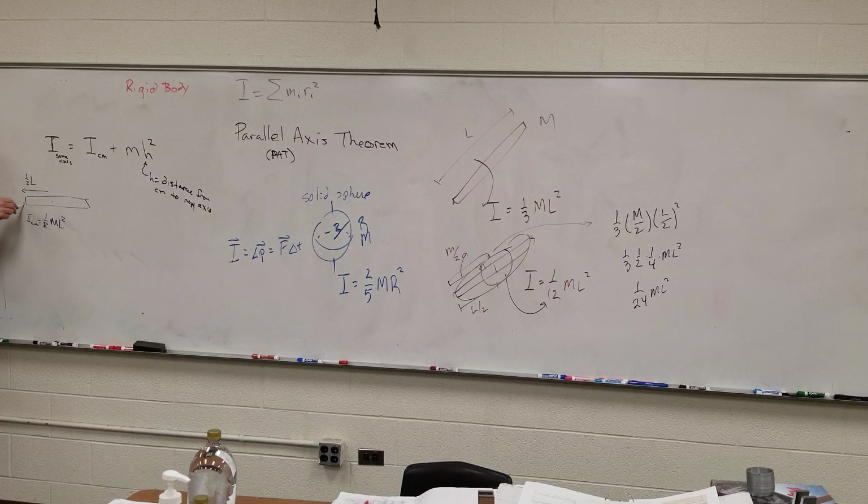And so the moment of inertia about this point would be the moment of inertia about the center of mass, so 1/12 ml squared, plus the mass times how far I shifted it squared, 1/2 L squared. So I end up with 1/12 ml squared plus 1/4 ml squared. And so 1/12 plus 1/4 is 1/3.